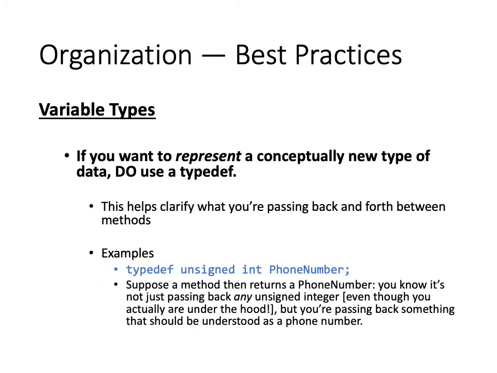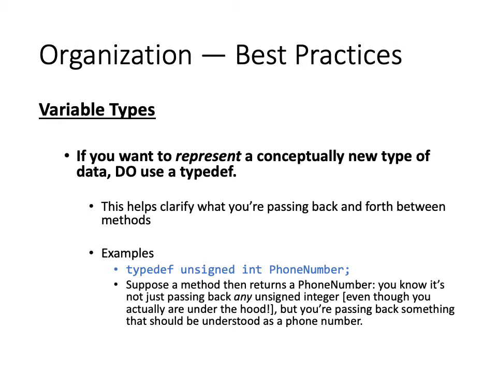If you want to represent a conceptually new type of data, use a typedef. This helps clarify what you're passing back and forth between methods. So, for instance, typedef unsigned int phone number. Suppose that your method returns a phone number. Maybe the user types it in or something. You could have just returned an unsigned int and have that be the phone number.